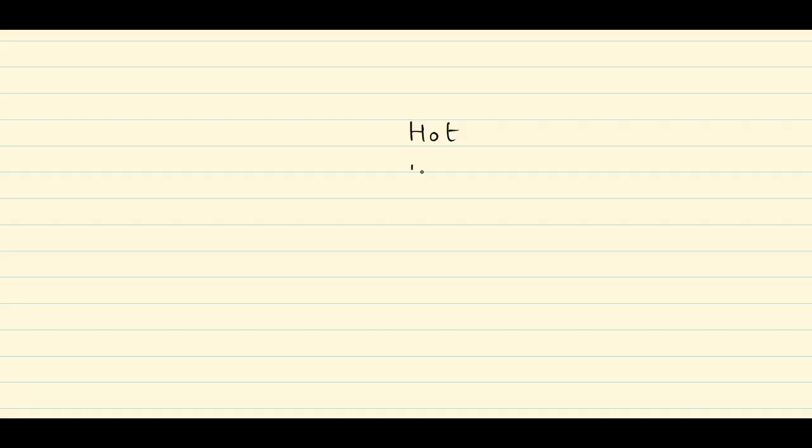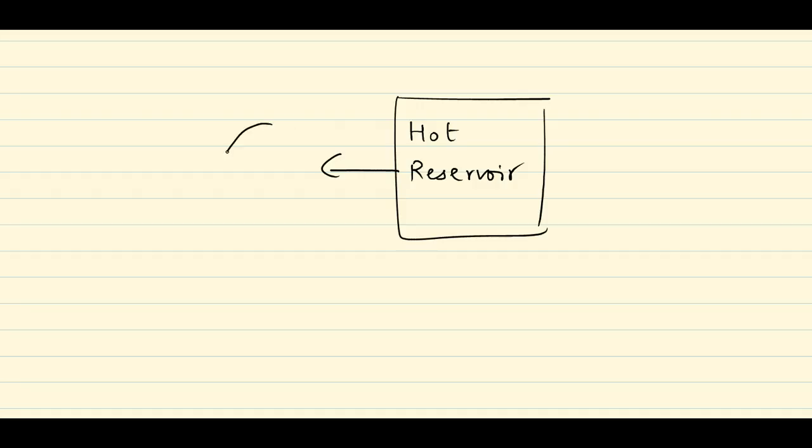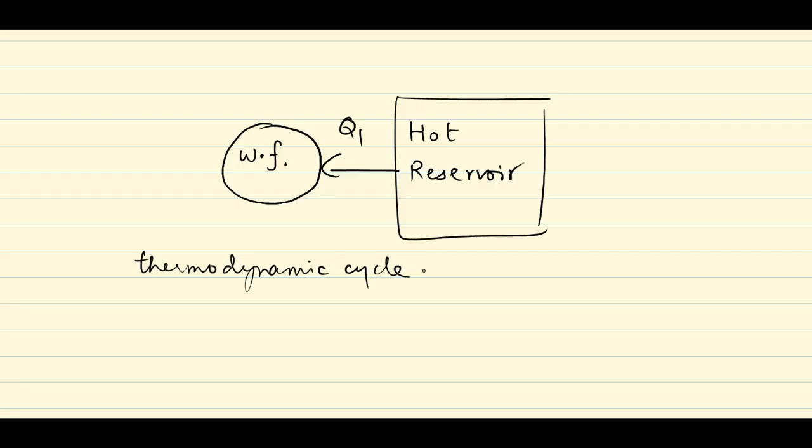You have a hot reservoir, and this hot reservoir supplies heat to the gas. The gas is also called the working fluid. So this heat, I'll call it Q1. Now the working fluid undergoes a thermodynamic cycle, which in an idealized form can be plotted on a PV diagram.